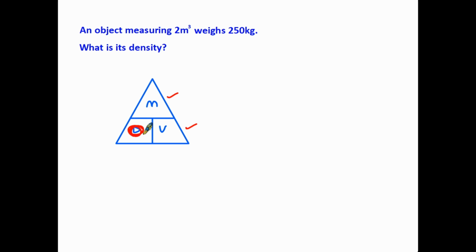So we're going to put our thumb over density, and that is going to leave us with mass divided by volume. So mass, we said the mass was 250 kilograms, divided by the volume, which was 2 meters cubed, and the answer is going to be 125. We then have to put the units. Well, it's mass over volume, and that's what we quote as the units. It's 125 kilograms per meters cubed.